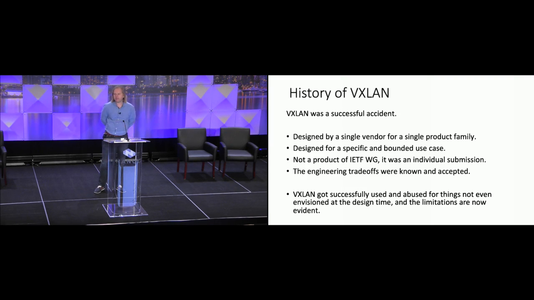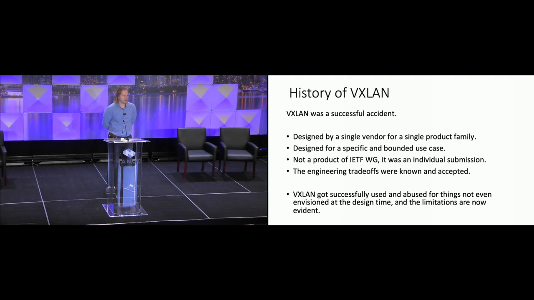So the history of VXLAN. It was a successful accident, in fact. Around a decade ago, one particular vendor was working on a particular family of products, and they had some set of requirements to be able to carry Ethernet frames over IP transport. So it was designed with certain tradeoffs, knowing that this is not a universally applicable solution. It was not part of the IETF working group process. Eventually, it came to the IETF as an individual submission and was mostly there for documentation purposes.